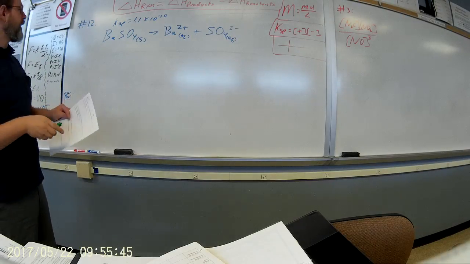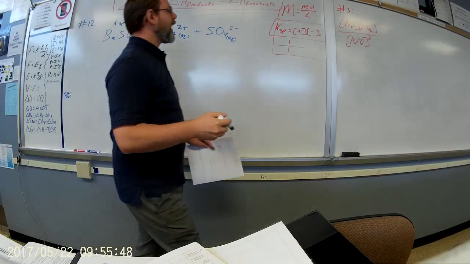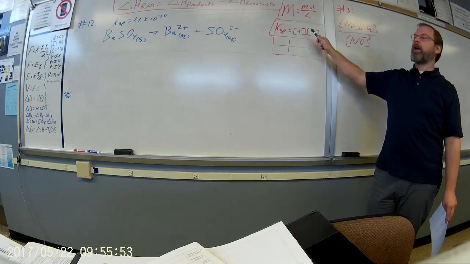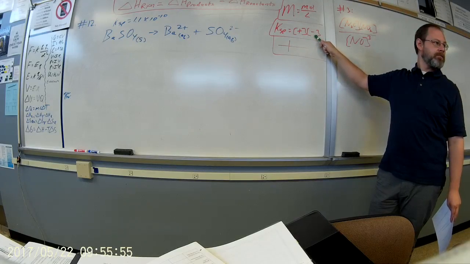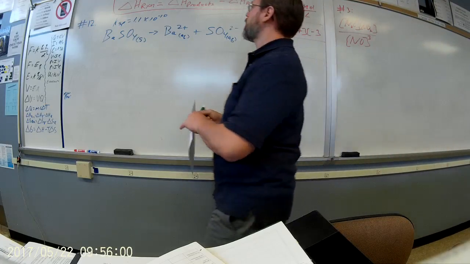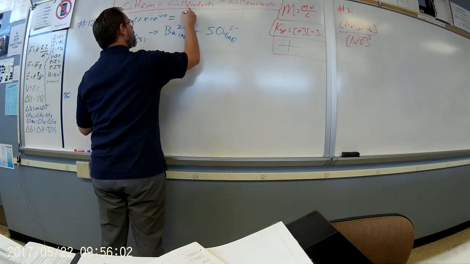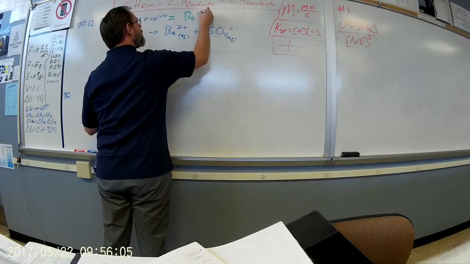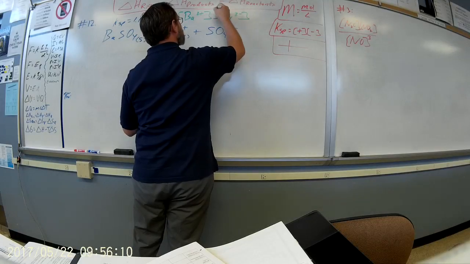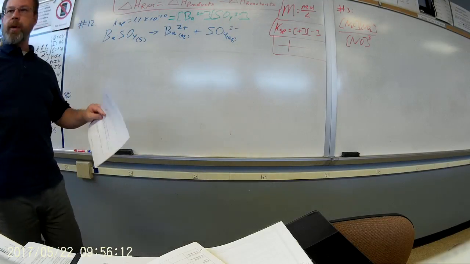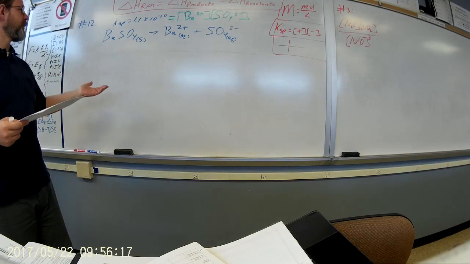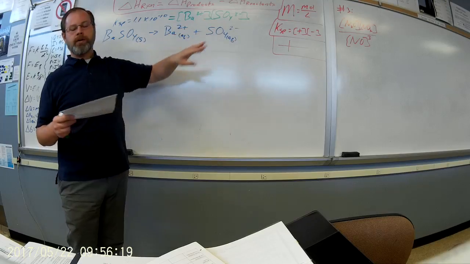Good. Now, the Ksp equation, all Ksps have the same basic formula. They have the concentration of the cation and the concentration of the anion. Okay. Remember, brackets mean concentration. Concentration of the cation, concentration of the anion. So this Ksp equation is going to be the concentration of the Ba2 plus and the concentration of the SO4 2 minus. That's the basic system. Concentration of the cation, concentration of the anion. That's the solubility expression. Ksp is barium and sulfate.